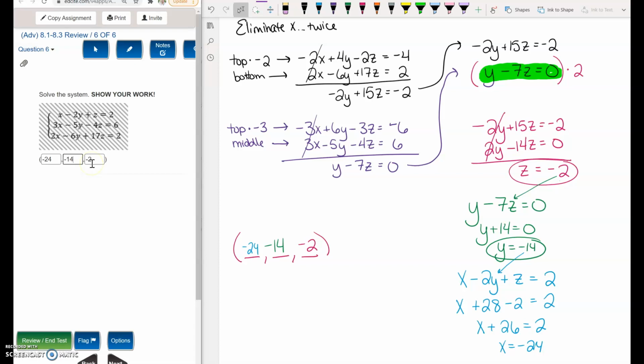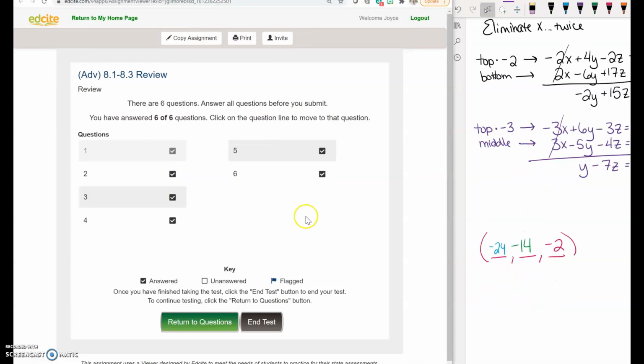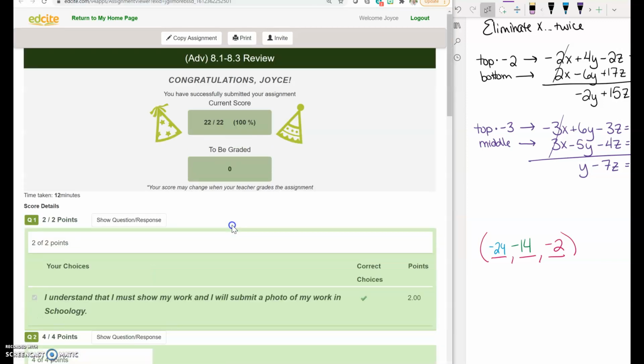And remember, whichever variables you solve, get those answers written in there because you can get partial credit on this problem. Let's see how we did on this. I know this looks kind of funny because I made it big. End test, 100%, yay!